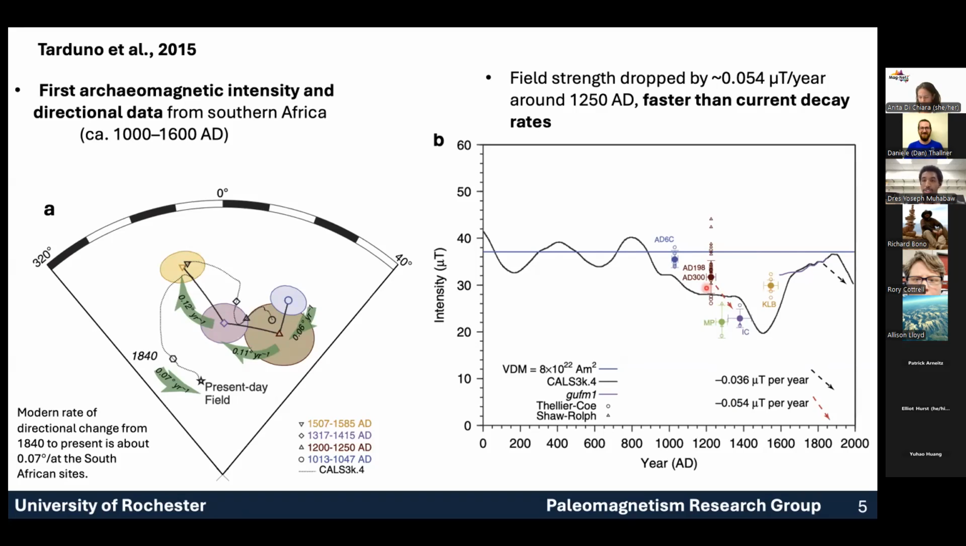So both this directional and intensity variations of the Earth's magnetic field during that time period may be associated with the recurrence nature of the South Atlantic Anomaly.